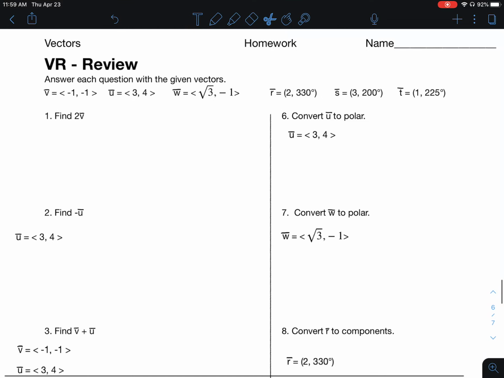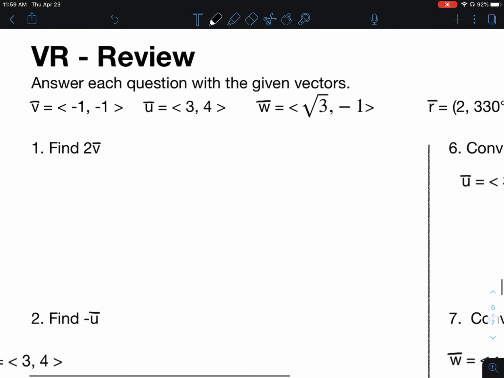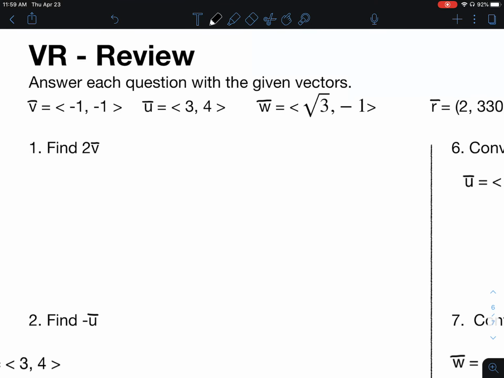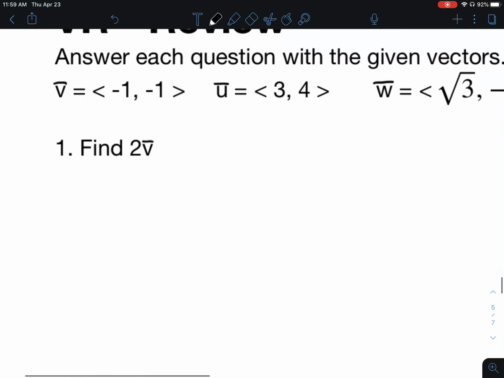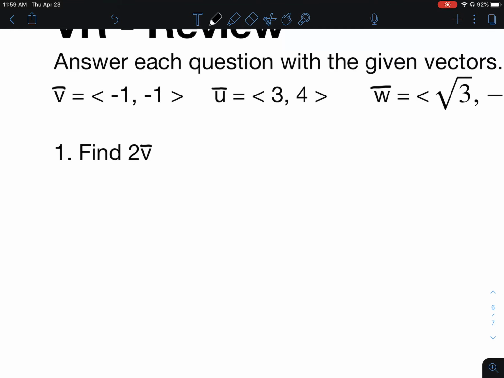This is a review for the vectors chapter that we just worked on. Directions: answer each question with the given vectors, and we have 6 vectors across here. Question 1, find 2 times vector v.